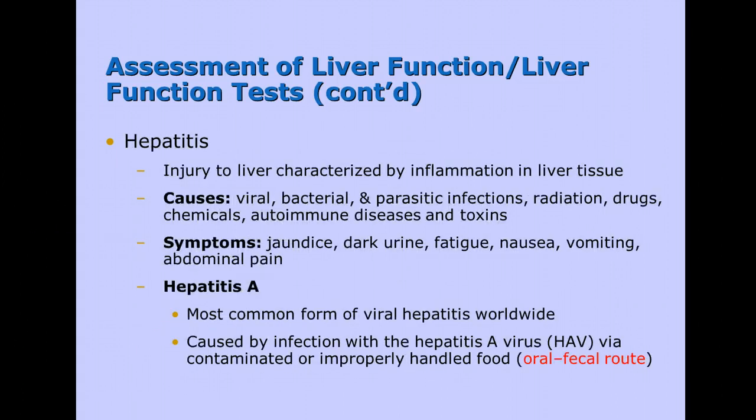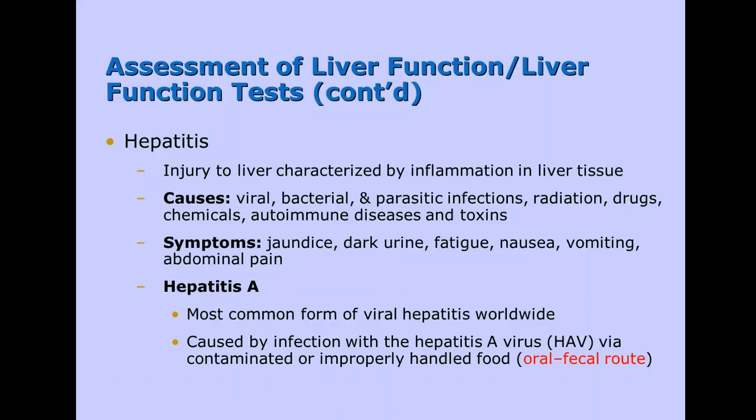One of the last things we're going to look at are the different types of hepatitis that you can have involved with the liver. Hepatitis in general is an injury to the liver characterized by inflammation in liver tissues. Its cause can be viral, bacterial, parasitic, can be caused from radiation, drugs, chemicals, and autoimmune diseases and toxins as well. What happens to these patients is they get a jaundice or a yellowing of the skin. The urine turns very dark yellow. They have fatigue, nausea, vomiting, and a lot of abdominal pain.